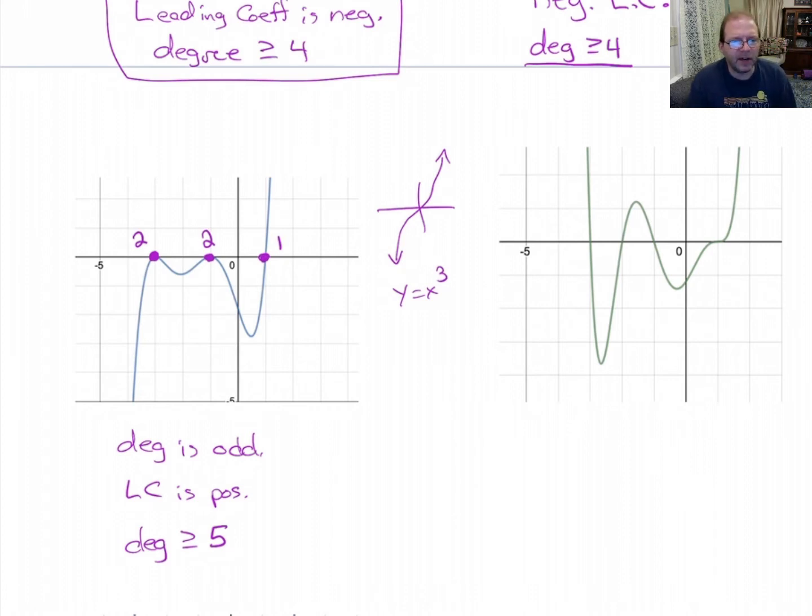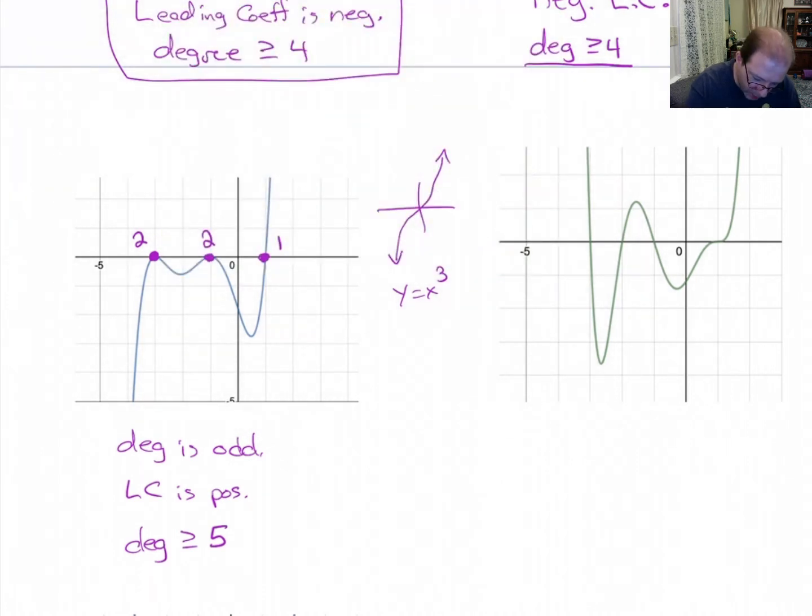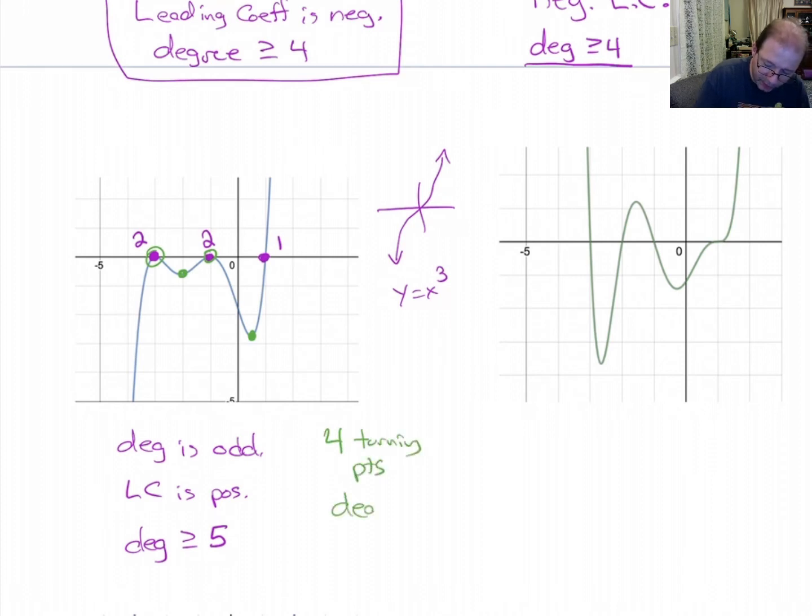Why are we saying at least 5? Well, on this one, I'm pretty sure the degree is 5, but the fact that it touches and turns here, that really just tells us that it's even, and same thing here. Well, we can eyeball these and tell that they're 2, 2, and 1. All right, let's also look at the turning points. We've got 1, 2, 3, 4 turning points. So that would also tell us that the degree is at least 5.